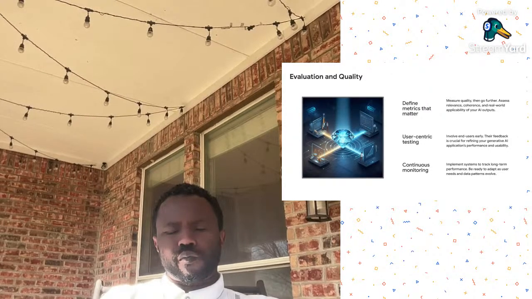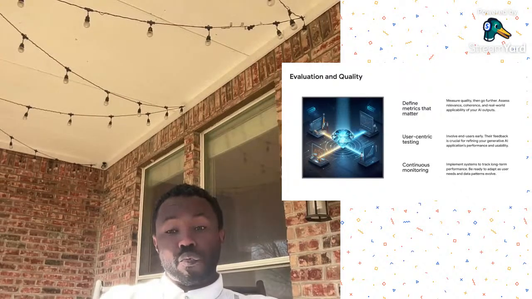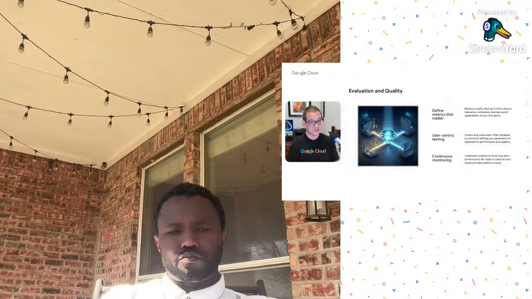To do this, we could probably have a whole session, and there will be a session in AI Startup School about evaluation. But quick tips while you're starting out: define metrics that matter, test with your users, and monitor all the things. And there are a lot of really good tracing and observability tools out there, both at Google and in open source, that can help with this problem.